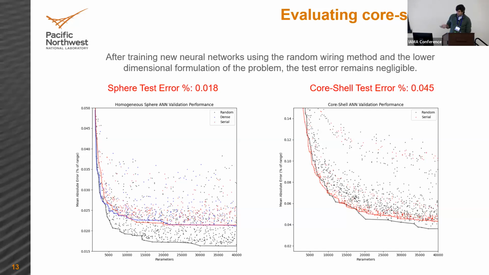On the left, I'm showing the case for homogeneous spheres. On the right, I'm showing the core shell model. In both cases, we're able to get negligibly small errors. So both of these are reasonably good replacements for the existing parameterization. We still saw a big increase in performance in the homogeneous sphere case when using randomly constructed neural networks, but there was only a very small increase in the core shell case, which is sort of an interesting result.